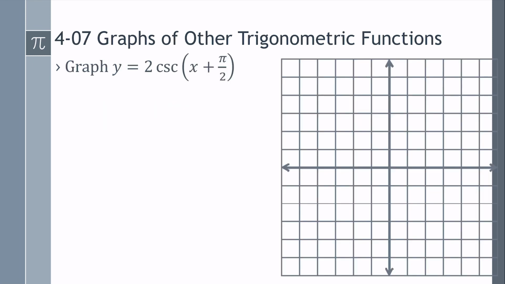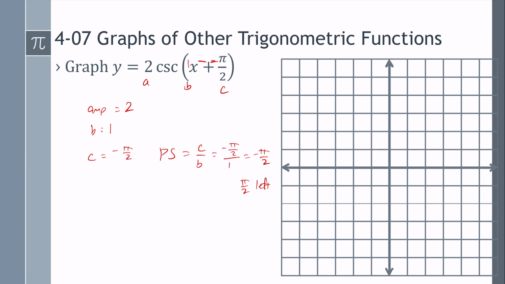So let's graph 2 cosecant of x plus pi over 2. Well, that's an A, B is 1, C is negative pi over 2. So I know the amplitude is 2. The B is 1, so that doesn't do anything. C is negative pi over 2. That's our phase shift. Phase shift is C over B. So it's negative pi over 2 over 1, or negative pi over 2. So we're shifting pi over 2 to the left since the C was negative.